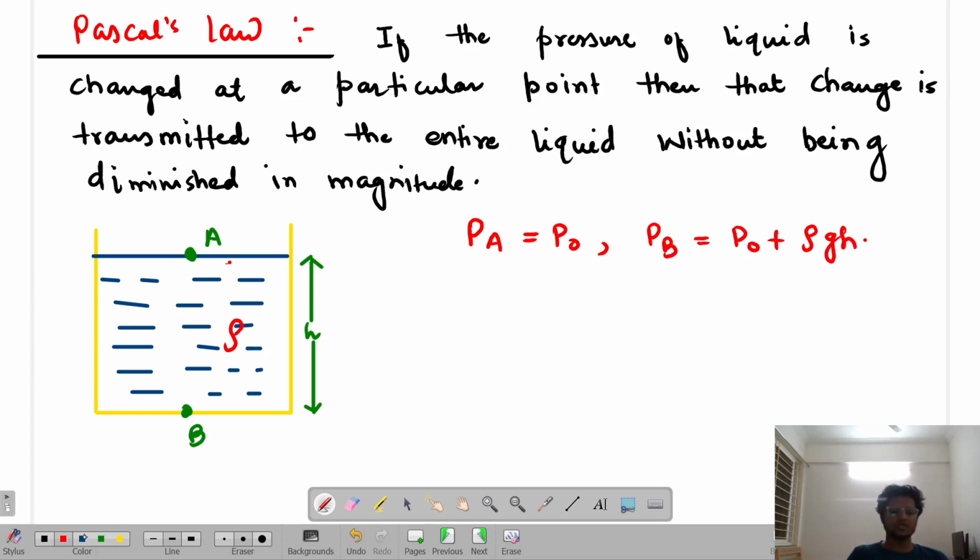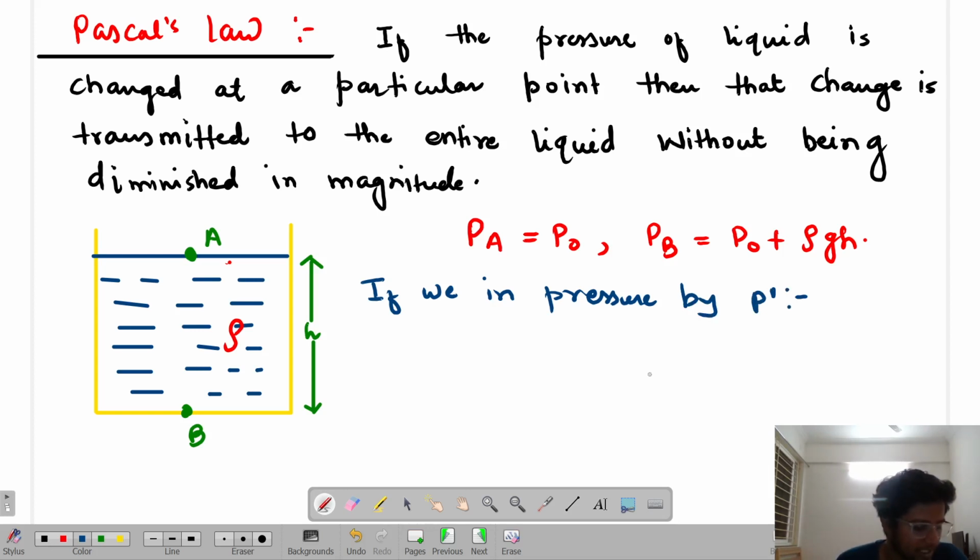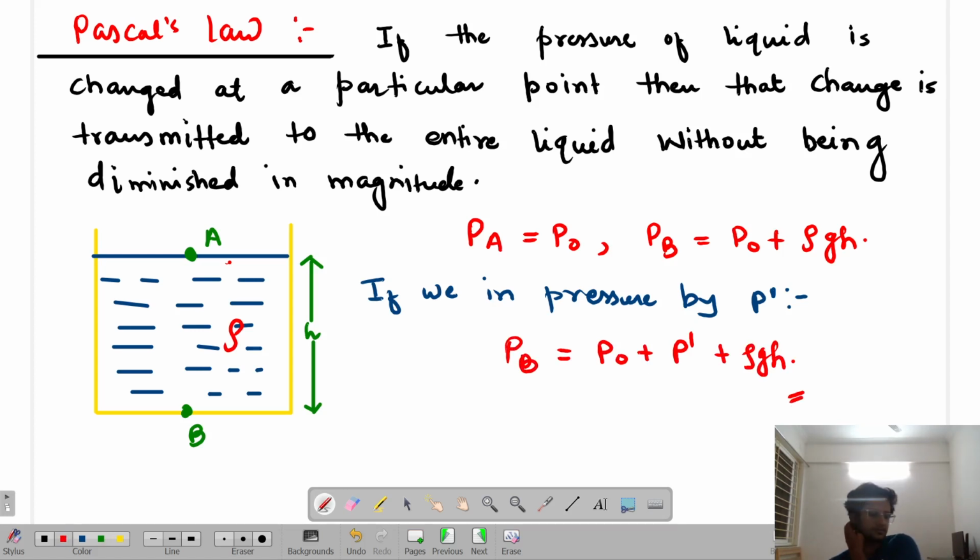तो मान लो if we increase the pressure at point A by P dash, मान लो मैंने point A पे increase कर दिया pressure by how much? P dash, then the same amount of pressure will be transmitted at point B, and therefore हाँ P dash plus rho gh. Is that clear or not? मेरी बातें समझ में आ रही हैं?